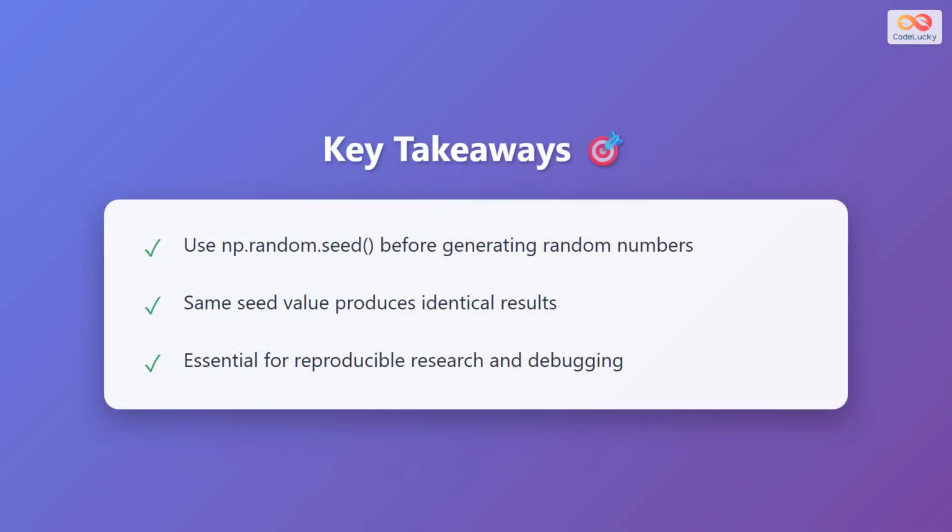Let's recap the key points from this tutorial. First, always use np.random.seed before generating random numbers when you need reproducibility. Second, remember that the same seed value will always produce identical results, making your work reproducible. Third, setting a random seed is essential for reproducible research and debugging. Now you have the knowledge to create reproducible random number experiments in NumPy.